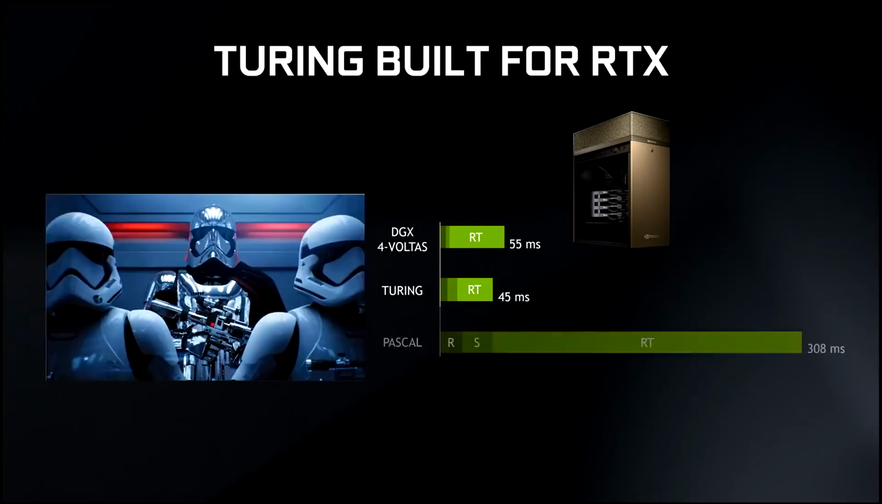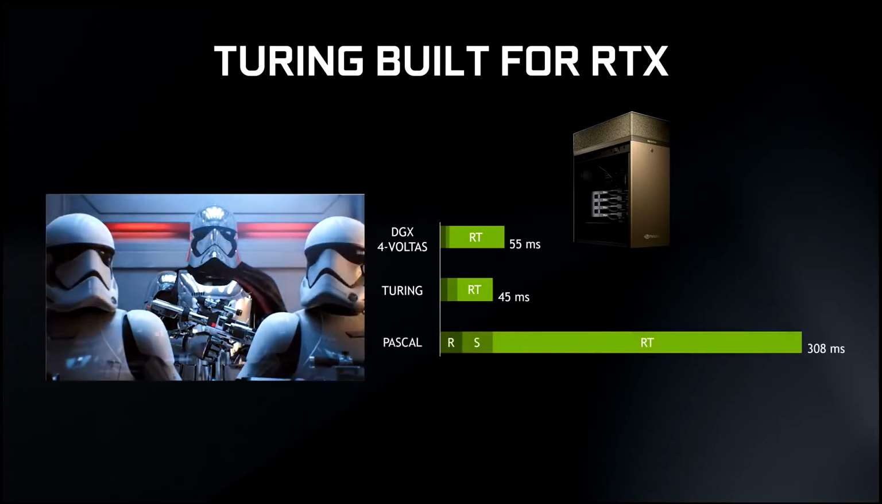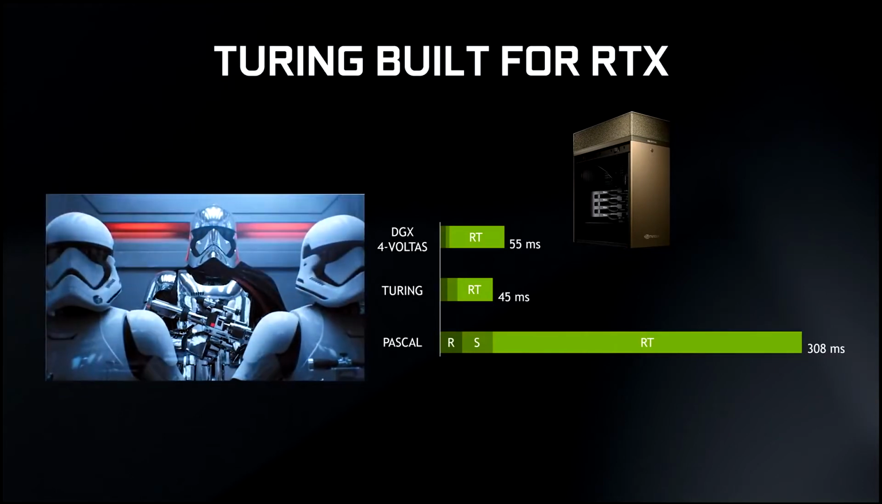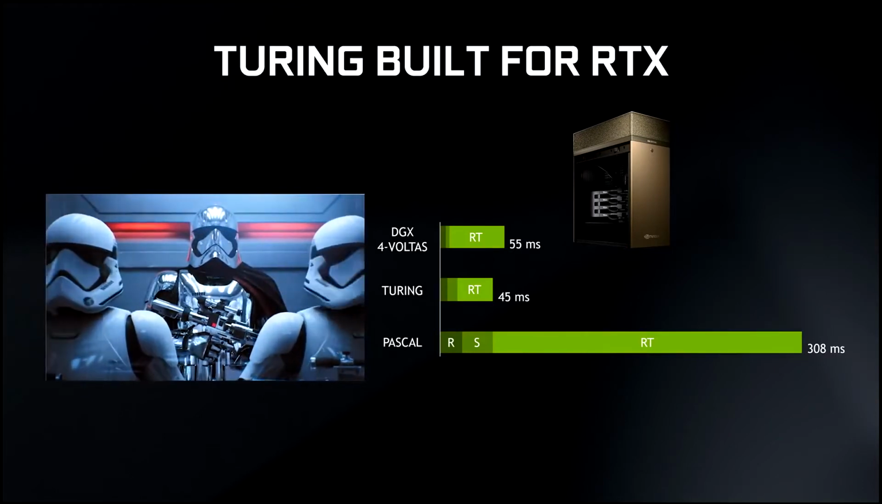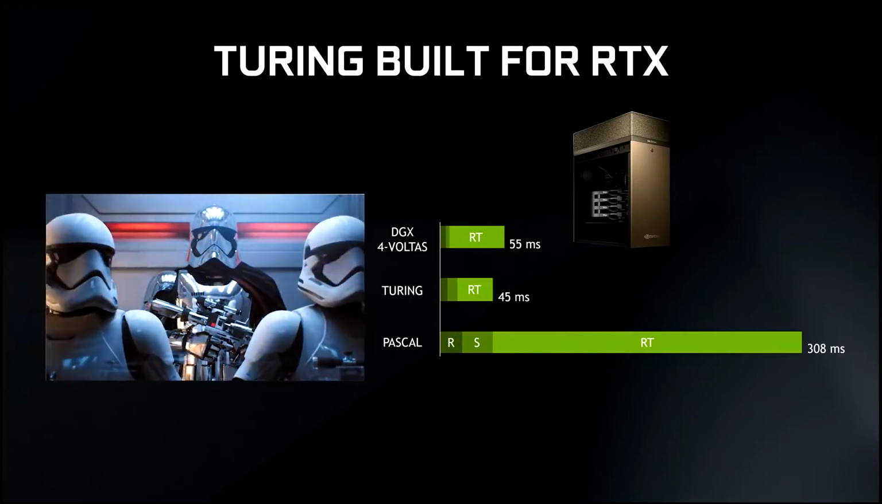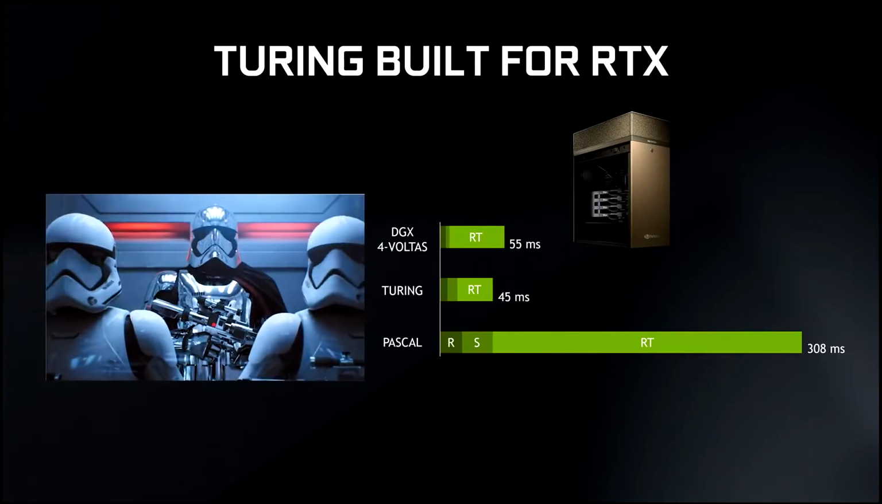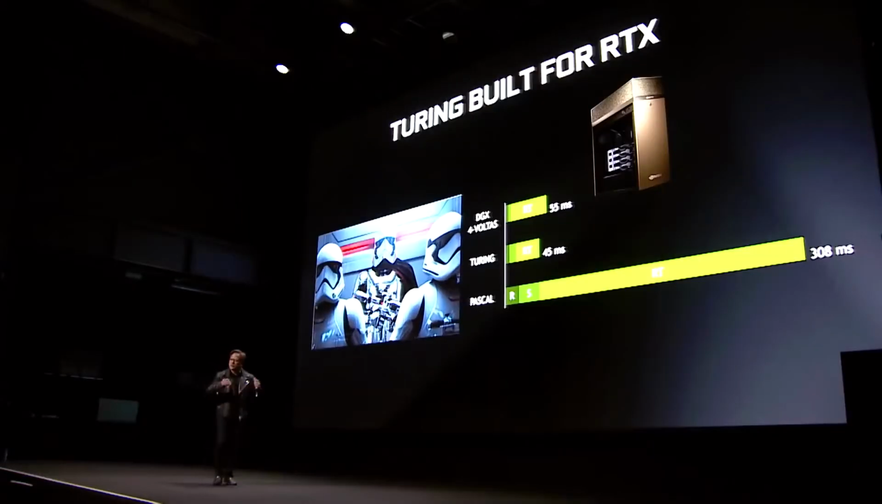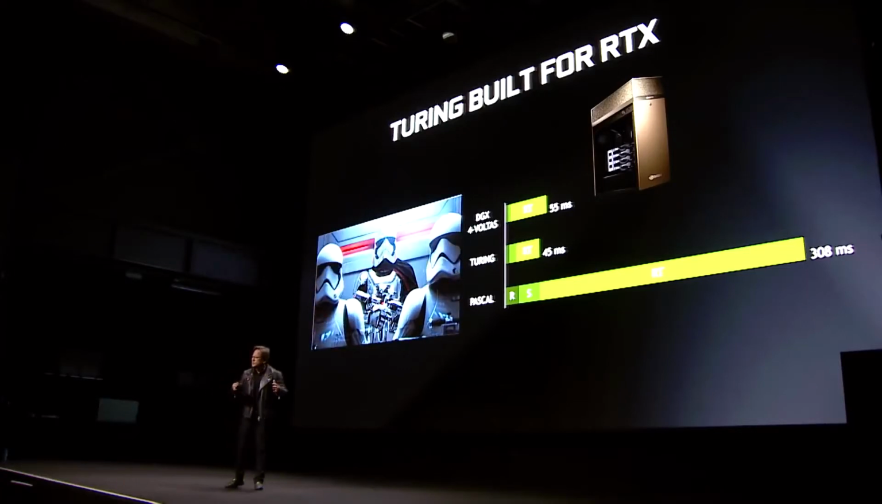If you were to look at Pascal, this is what Pascal looks like. The fastest GPU on the planet, 1080 Ti, 308 milliseconds versus 45. Basically, about 8x. So the question is, what's happening under the hood? This is a new computing model, and so there's a new way to think about performance. It's a new computing model, so there needs to be new metrics.